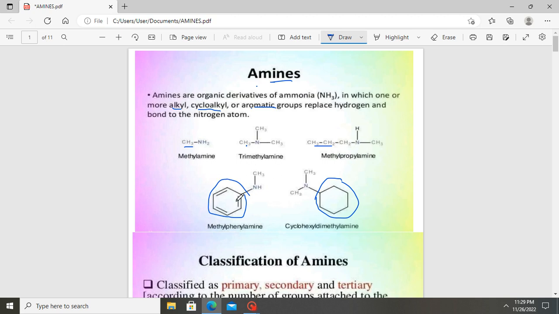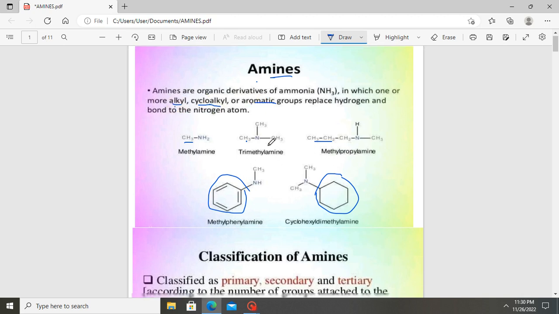The next we can talk of is methylphenylamine. And methylphenylamine is when one hydrogen is replaced by a phenyl group or benzene ring. The other is replaced by a methyl. You can have cyclohexyl dimethylamine. So here the two hydrogens have been replaced by methyl groups, and the remaining hydrogen has been replaced by a cyclohexyl group. So when any hydrogen in ammonia is replaced by any of these three groups, that compound qualifies to be called an amine.